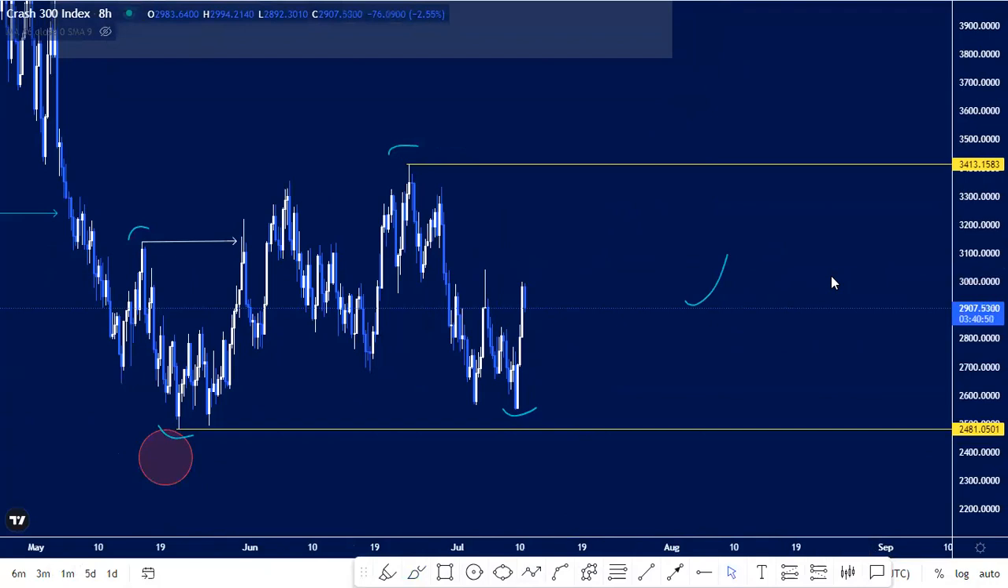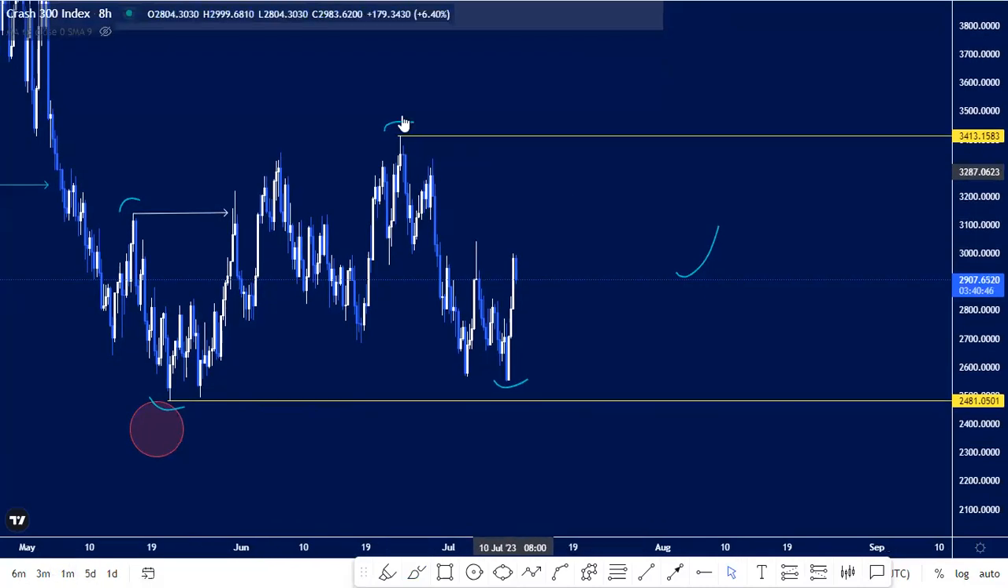So in this particular sense, this is my higher high. This is my high. This is my previous low. So now, for this to be qualified as a higher low, it must have broken internal structure.